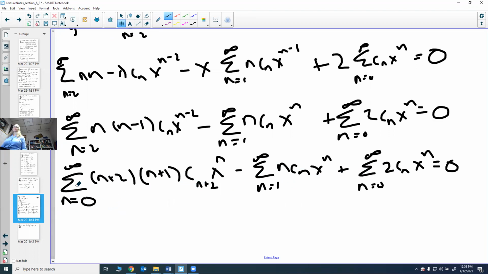So we're going to start this first one. We're going to go ahead and write in n equals 0. So if n equals 0, we're going to have 2 times 1 times c sub 2, x to the 0, which means it's not there.